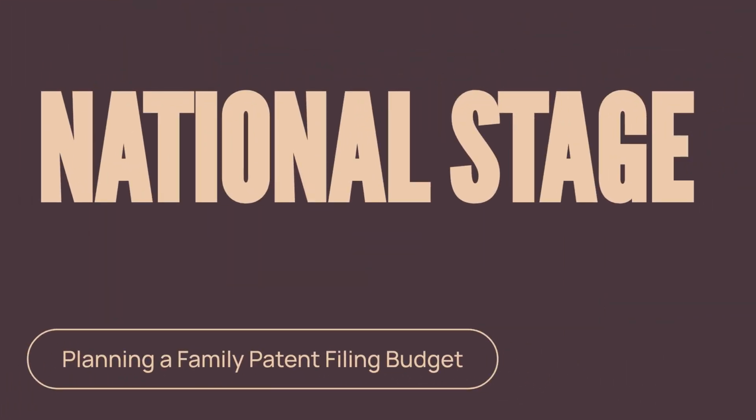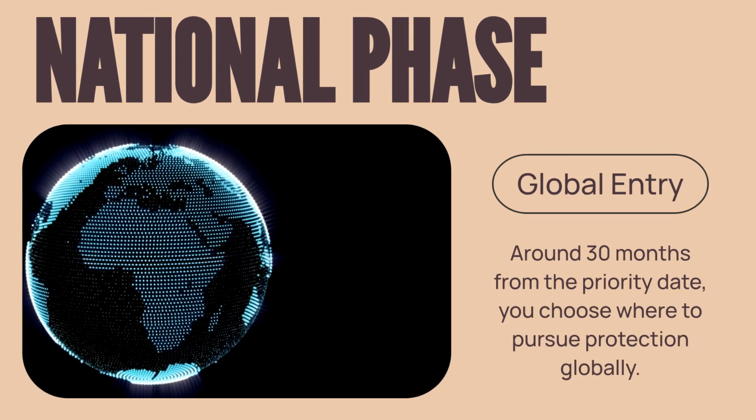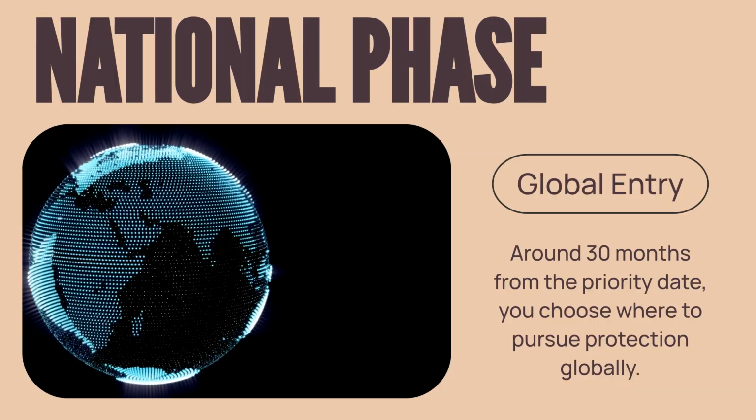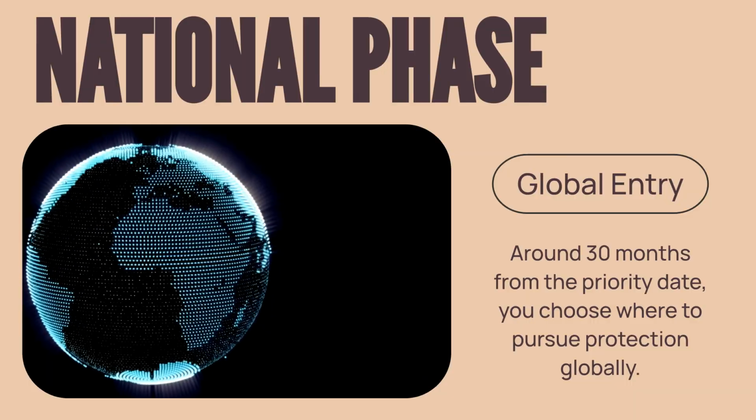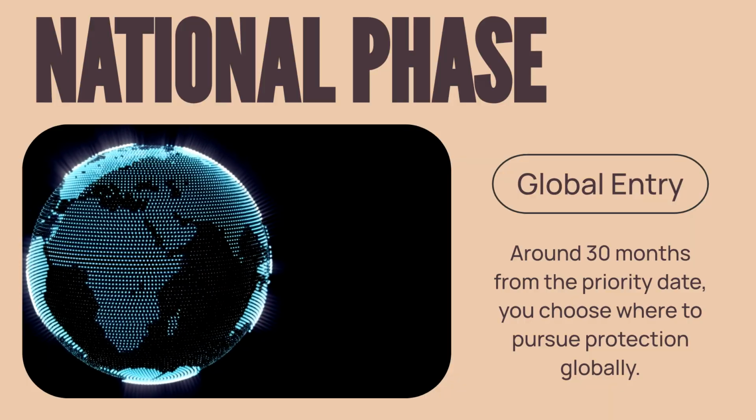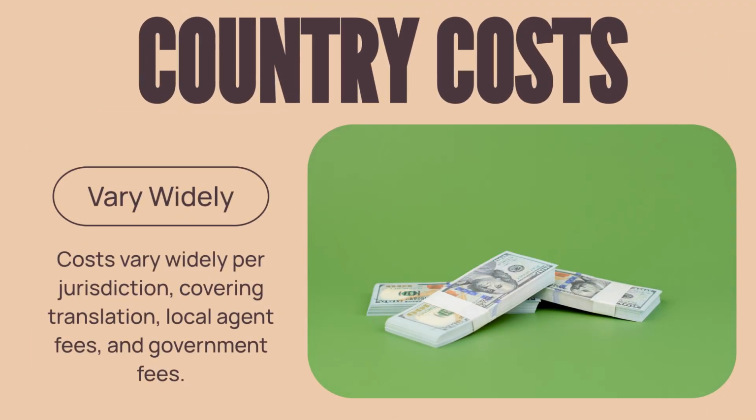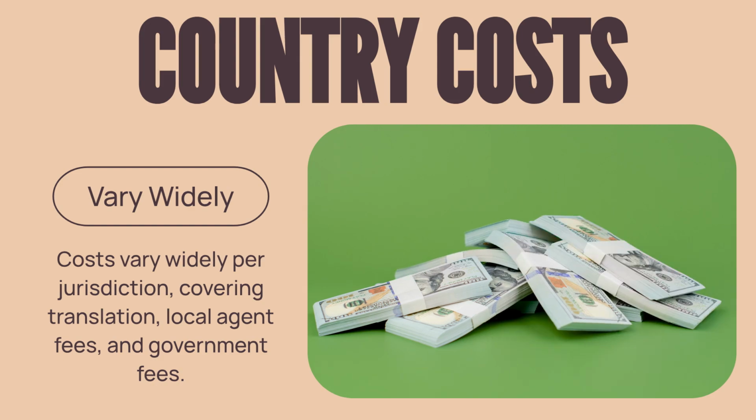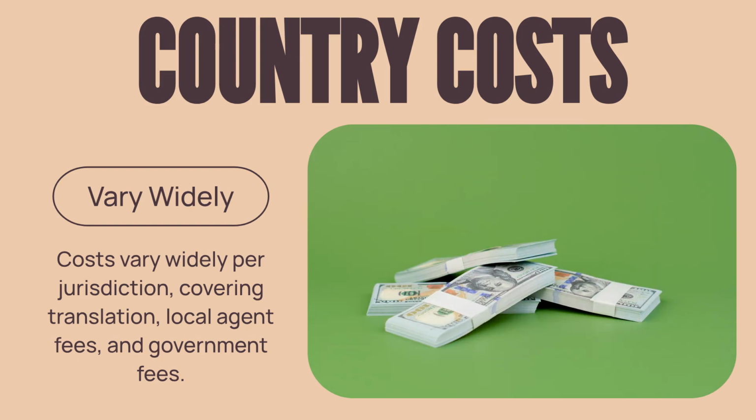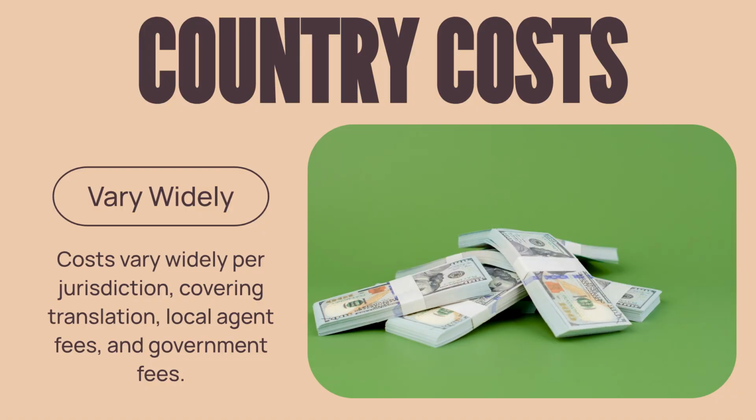The next significant financial decision point is the national stage. Approximately 30 months from your initial priority date, you must decide which specific countries or regions, the national phase entries, you will enter to pursue patent protection. Estimated costs per country or region vary dramatically. These expenses encompass local legal fees, mandatory translation costs, and official government filing fees.